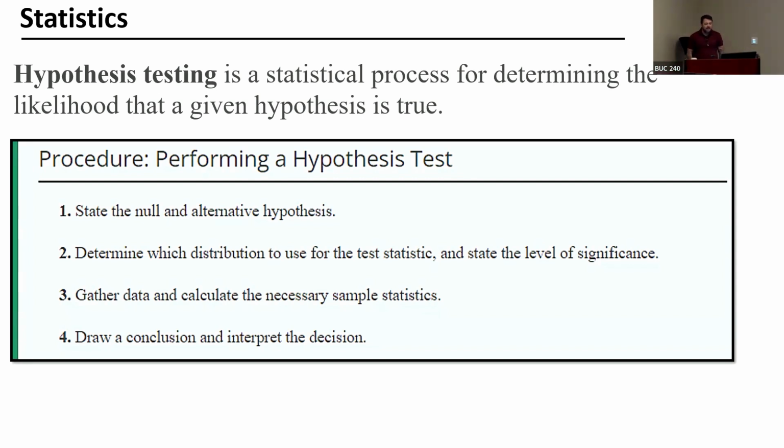1, you're going to state the null and the alternative hypothesis. It's a lot easier than what you think. I'll be honest, this one took me forever to wrap my head around, and when it did, I felt like, duh, okay? But it is kind of one of the harder things to see. Then, determine which distribution to use for the test statistic and state the level of significance. Gather data and calculate the necessary sample statistics, and then draw a conclusion and interpret the decision.